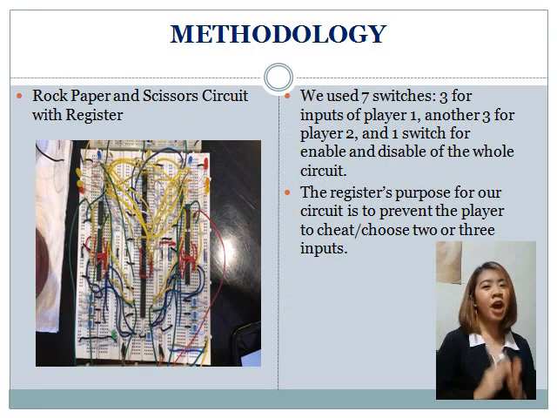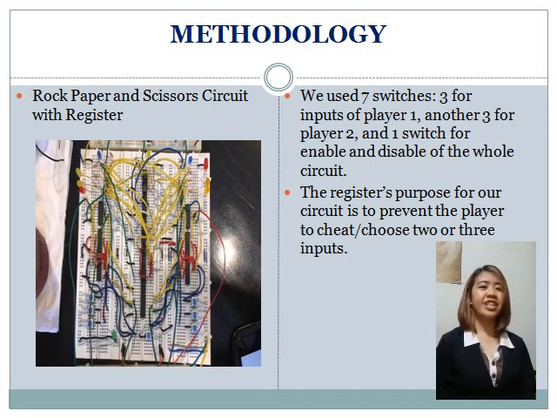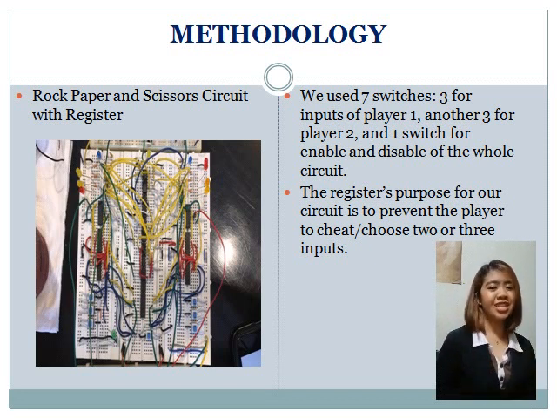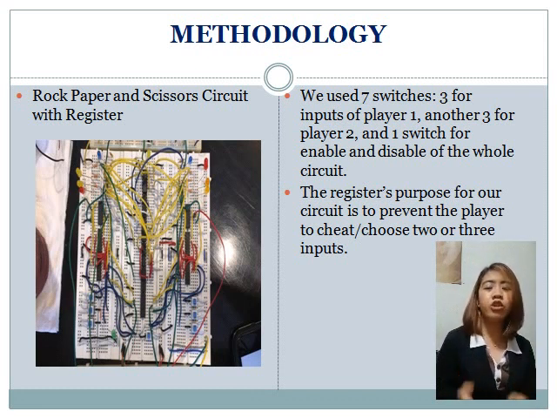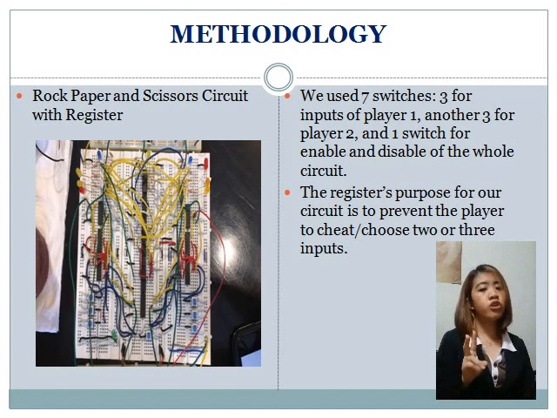So let's proceed with our rock, paper, and scissors circuit with register. In this circuit, we used 7 switches. 3 for the inputs of player 1, another 3 for the inputs of player 2. And the last switch is for the disabling and enabling of the whole circuit. The register's purpose for our circuit is to prevent the player from cheating or choosing 2 to 3 inputs.